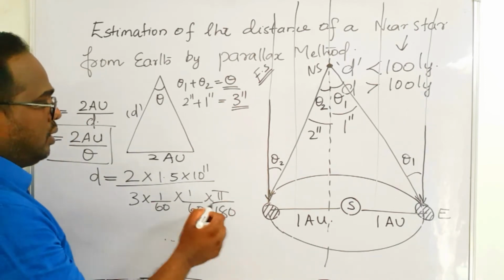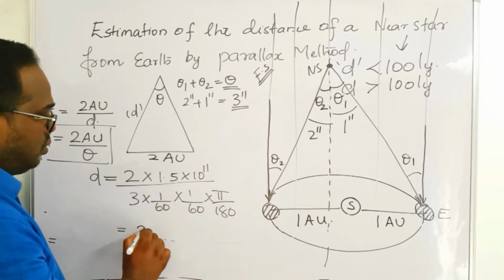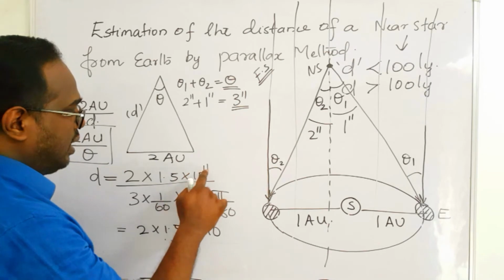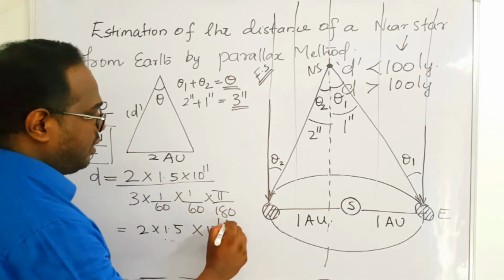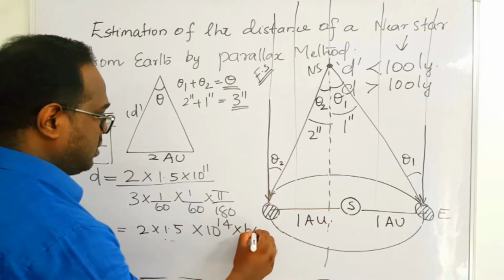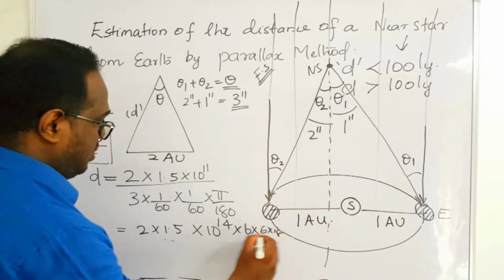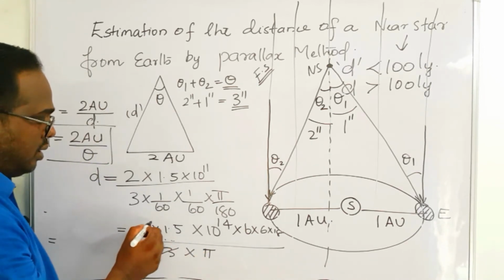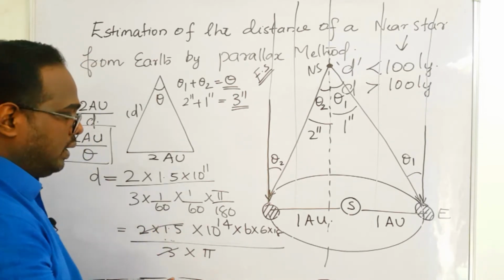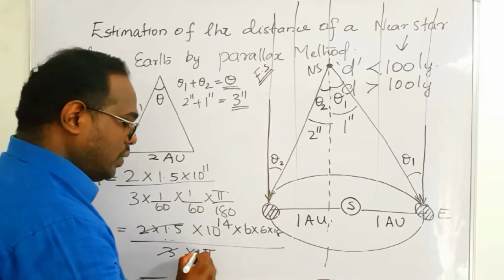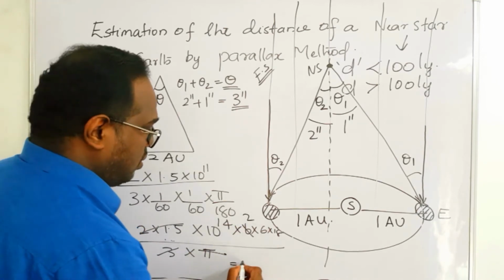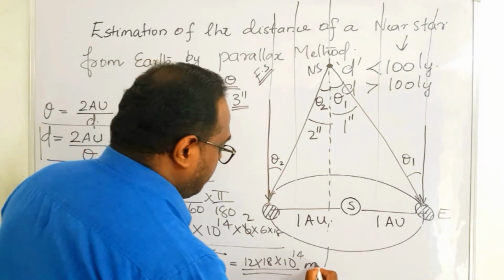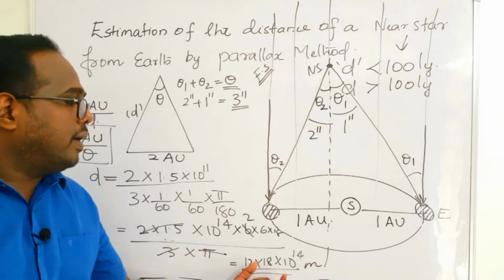So 1, 2, 3, this will go upside and it will be 2 into 1.5 into 10 raised to 11, 12, 13, 14, correct? 14 into 6 into 18 divided by 3 into pi, correct? This is also 3, this is also 3, right? 2 into 1.5, 3, and you can cut this, take this as 3.14, you take it as 3 and 2, and this will be 12 into 18 into 10 raised to 14. Do the calculation. This will be the distance of that star from Earth.